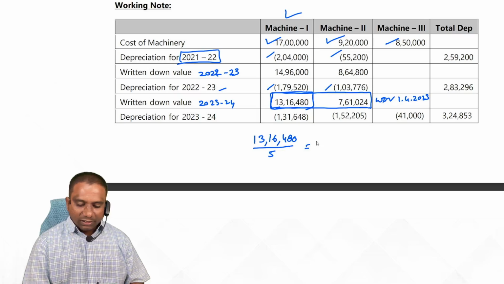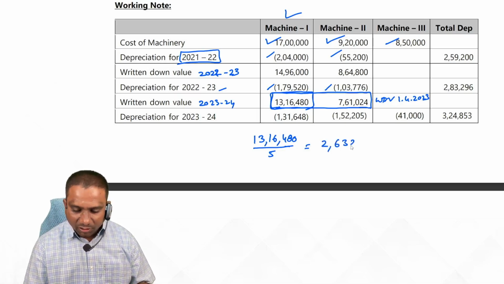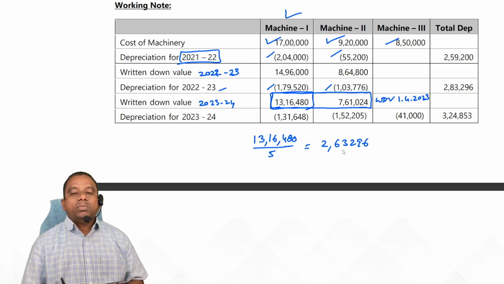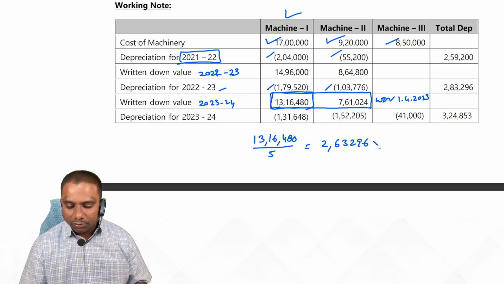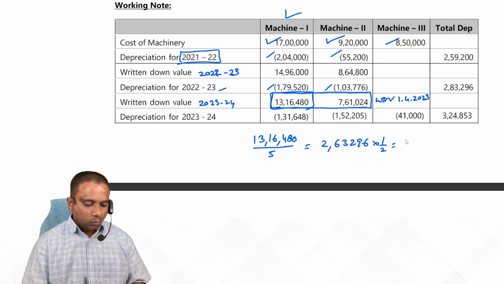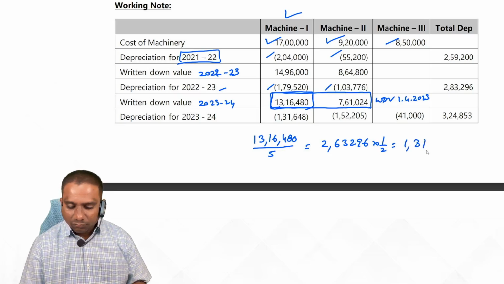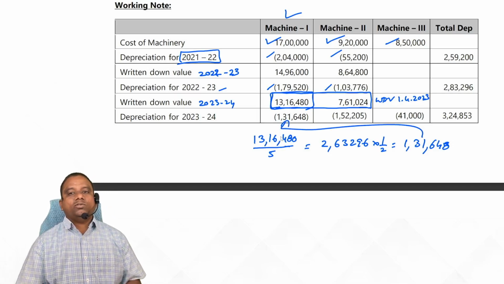Look at 13,16,480 divided by 5 years. So, it comes around 2,63,296. But the first machinery is used for only 6 months. That's why how much divided by 2? 1,31,648 is the depreciation for machinery 1.